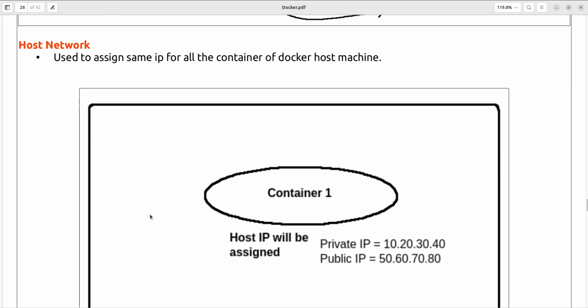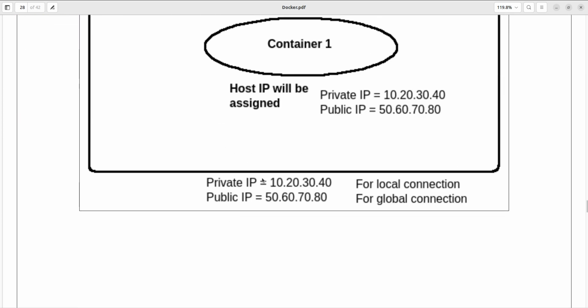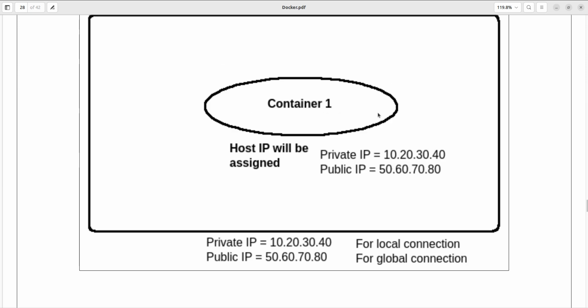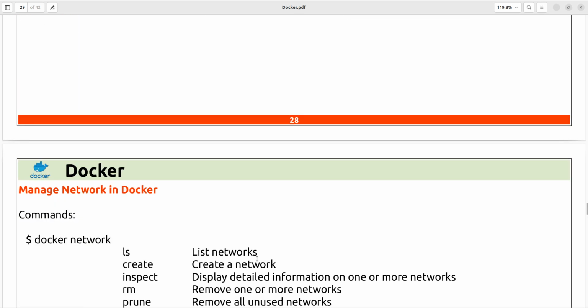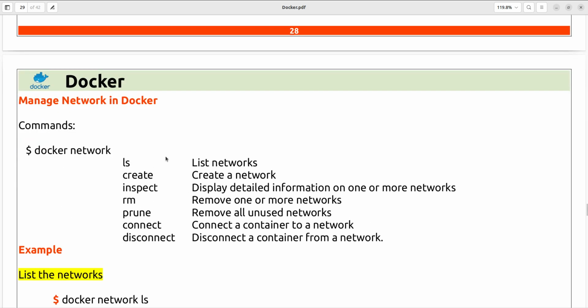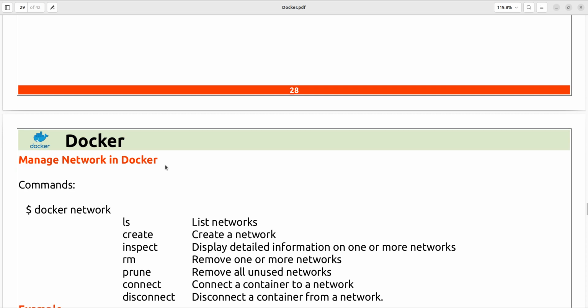With host, the same IP address as the host will be assigned to the container, whether it is one container or 10 containers, it doesn't matter. The IP address for these containers will always be the same. Okay, that's it. Null means there will be no IP address at all. Okay, fine. So this is all about the basics of Docker networking.